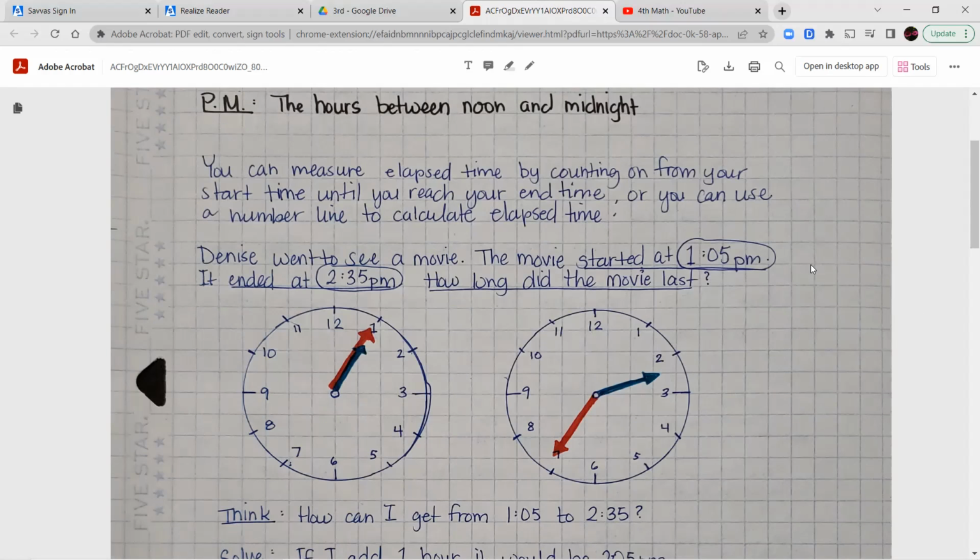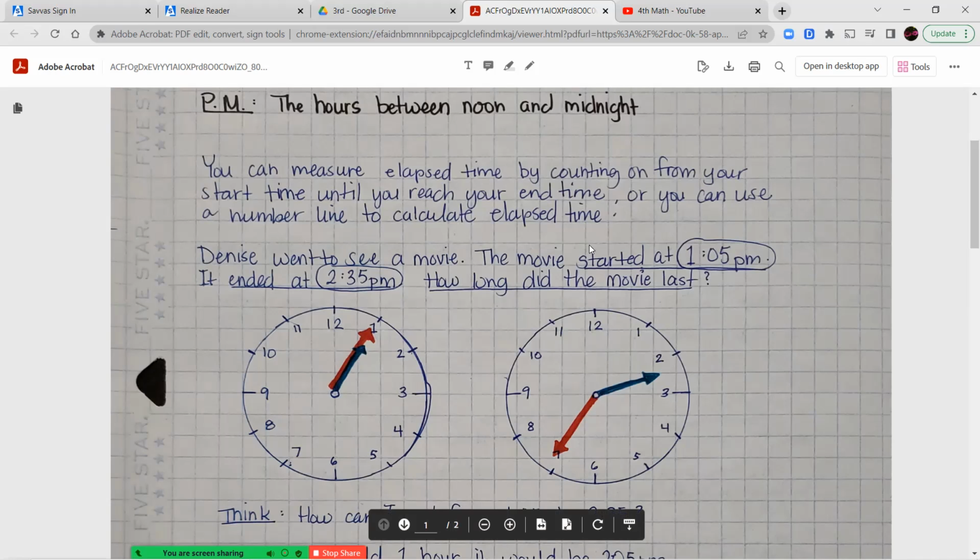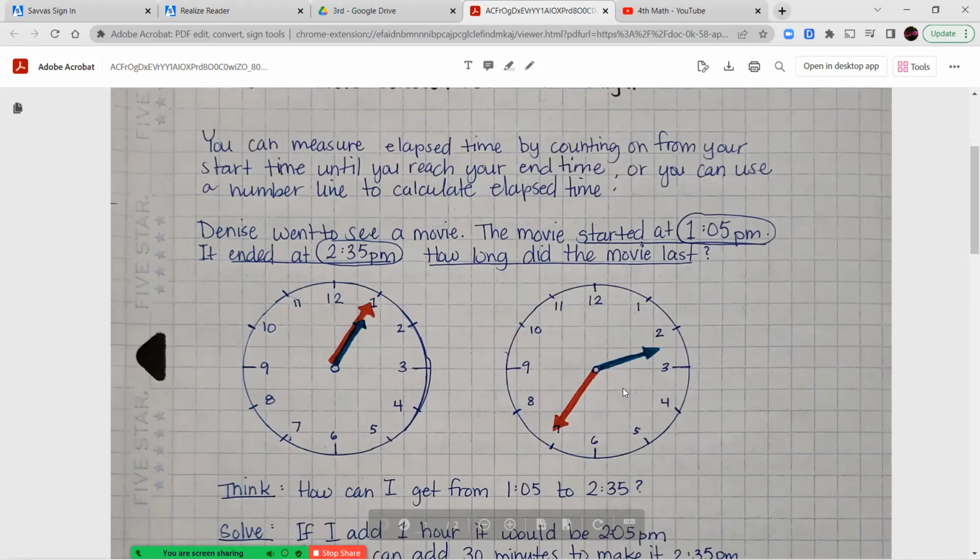Now let's take a look at our first example. It says you can measure elapsed time by counting on from your start time until you reach your end time, or you can use a number line to calculate elapsed time. Denise went to see a movie. The movie started at 1:05 p.m. and it ended at 2:35 p.m. How long did the movie last?